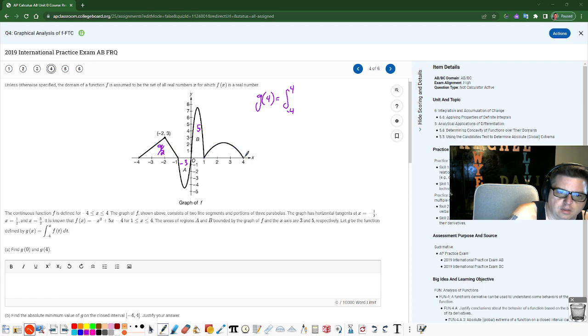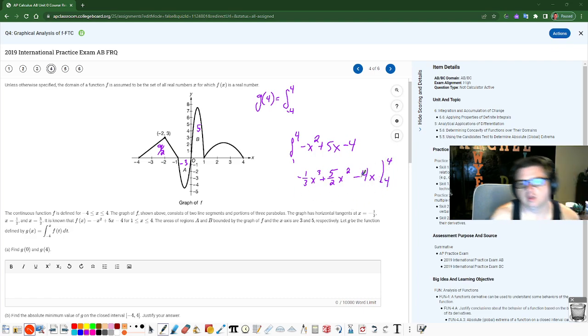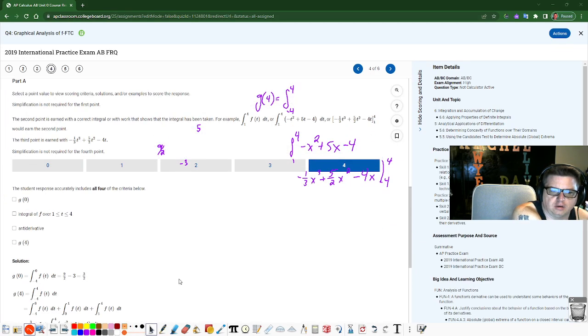And then we need this area under the parabola. So we need to integrate from 1 to 4 of our function they give us, negative x squared plus 5x minus 4. And that's going to be negative 1/3 x cubed plus 5/2 x squared minus 4x, and then we're going to go from 4 to -4, plug it in, plug and chug that, and that's what they're doing here.